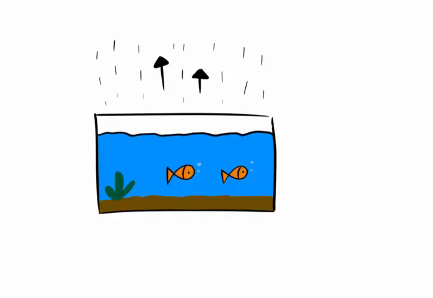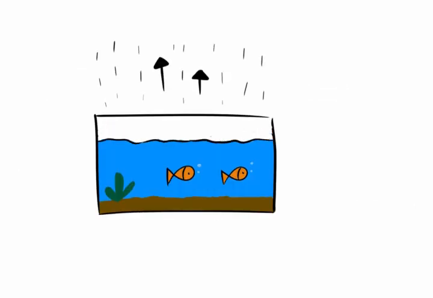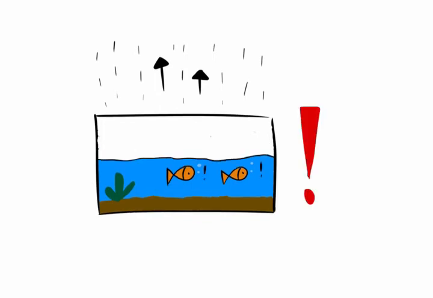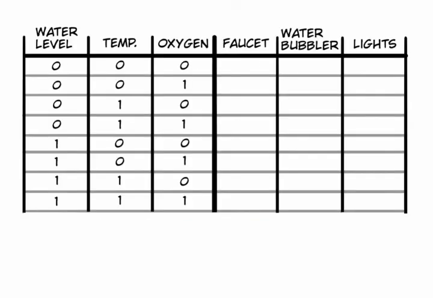Tank water evaporation is normal in aquariums, but it can be dangerous for the fishes when the water level becomes too low. And when it becomes too low, the faucet will turn on and will stay on until the water level is back to normal.